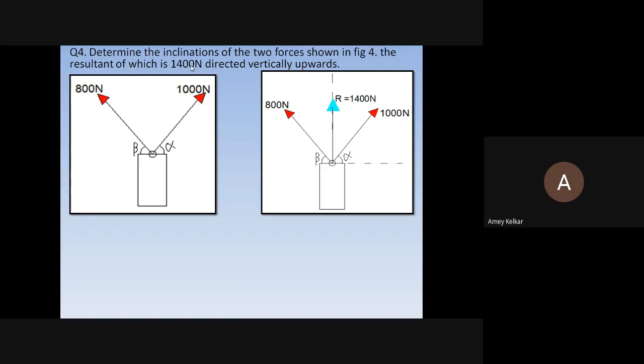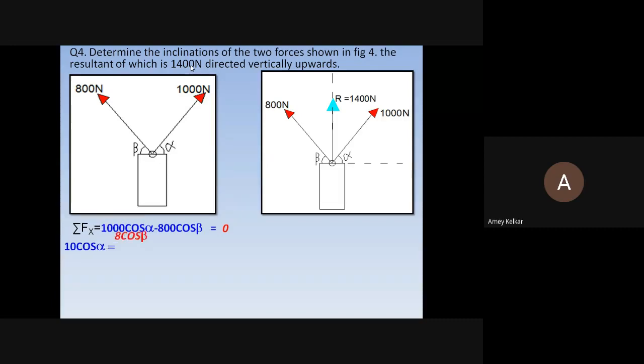Theta 1 is mentioned as alpha, which we don't know. Theta 2 is mentioned as beta, which we don't know. So now we have the equations. Summation Fx is equal to 0. Why? The resultant is moving vertically upwards.